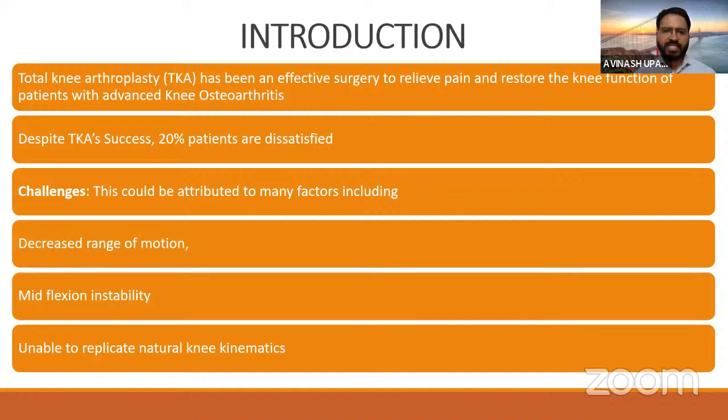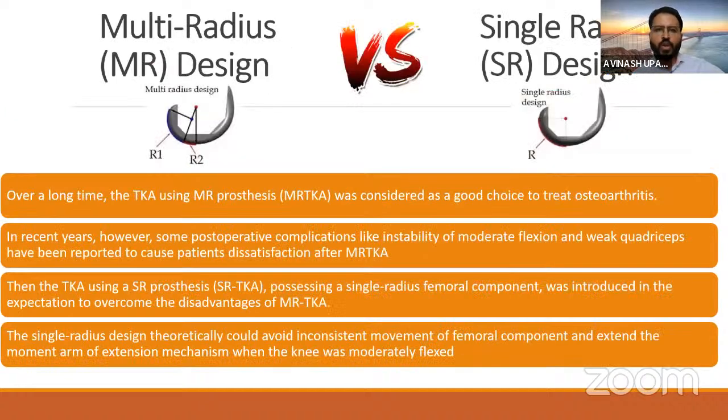Despite total knee arthroplasty's success, 20% of patients are dissatisfied with this procedure post-operatively. This could be attributed to many factors, including decreased range of motion, mid-flexion instability, and inability to replicate natural knee kinematics. For a long period, total knee arthroplasty using a multi-radius prosthesis was considered a good choice to treat osteoarthritis. But in recent years, due to post-operative complications like instability during mid-flexion and weak quadriceps, patients were dissatisfied after multi-radius total knee arthroplasty.